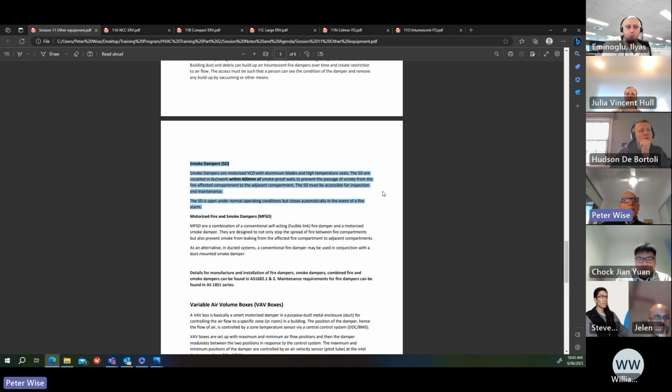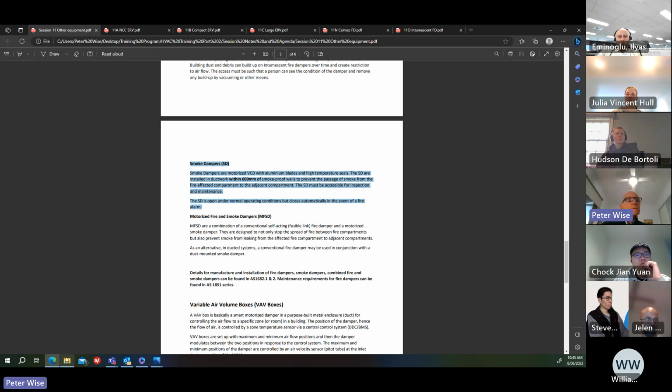The smoke dampers are installed in ductwork within 600 millimetres of smoke-proof walls. That's a requirement in the Australian standards. It can't be greater than 600 millimetres away from the wall. And they prevent the passage of smoke from the fire-affected compartment to the adjacent compartment. And they need to be accessible for inspection and maintenance.